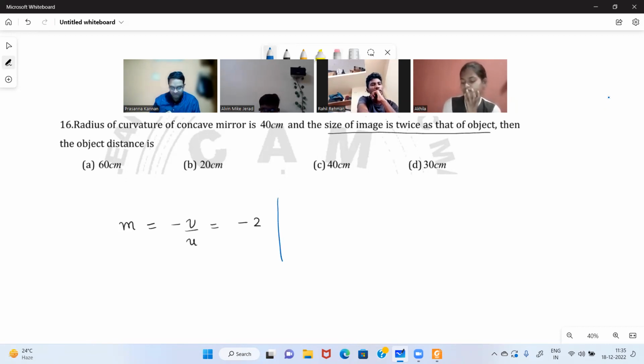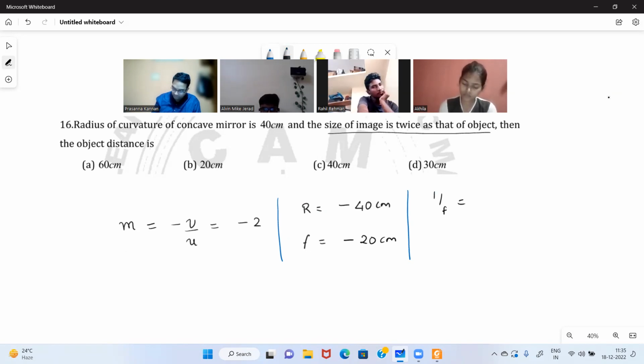Then radius of curvature is what? 40 centimeter. I'm taking minus 40. I hope you understand. Yes, sir. So what will be the focal length? Minus 20. Correct. Now you can use the mirror formula, 1 by f is equal to 1 by u plus 1 by v. Now we want to find out v only.